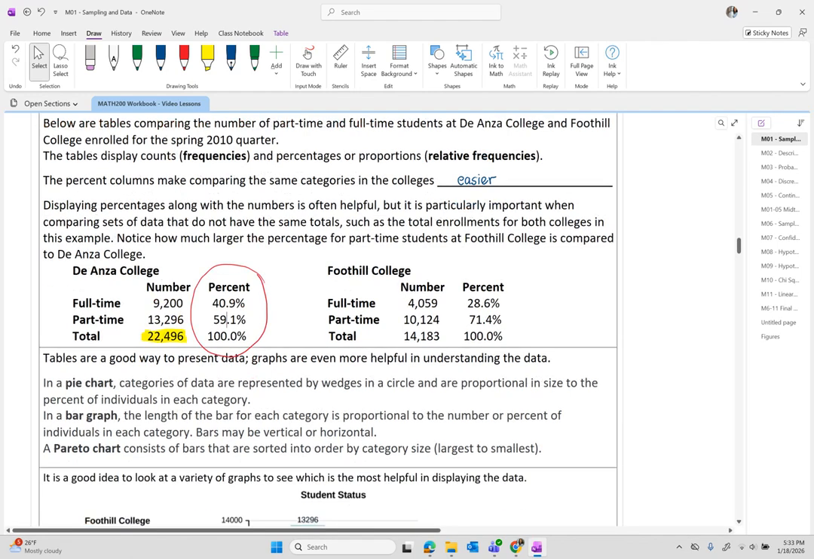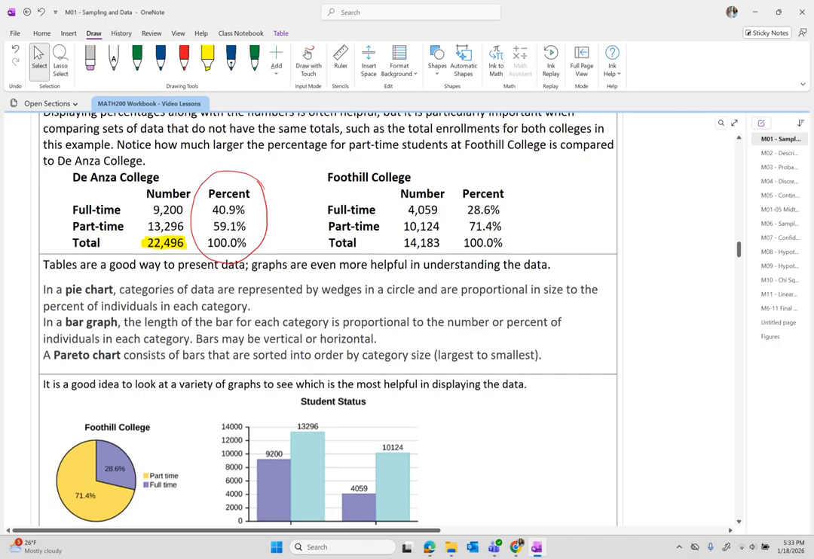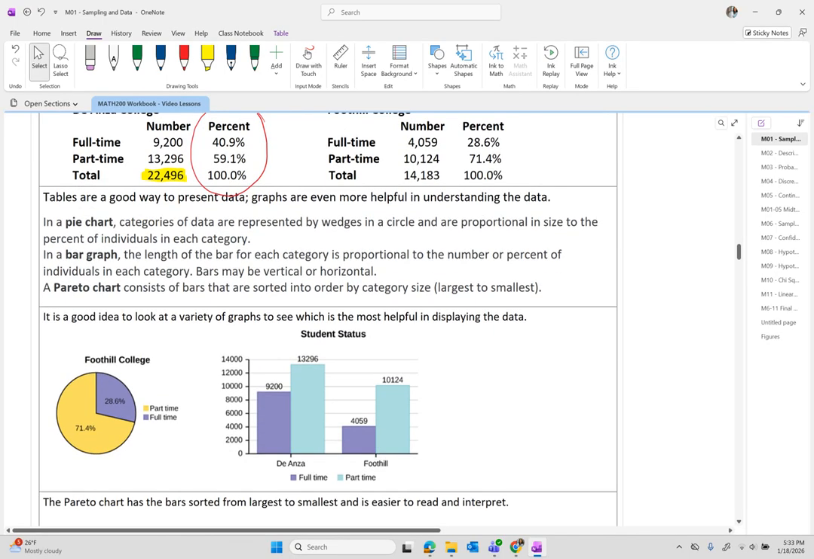Tables are a good way to represent data, but graphs are even more helpful in understanding the data. In a pie chart, shown on the left, categories of data are represented by wedges in a circle and are proportional in size to the percent of individuals in each category. That will make 50% be half of the pie, 25% be a quarter of a pie, and 75% be 3/4 of a pie. 28.6% will be larger than a quarter, and 71.4% will be smaller than 3/4. In a pie chart, the percentages must add up to 100.